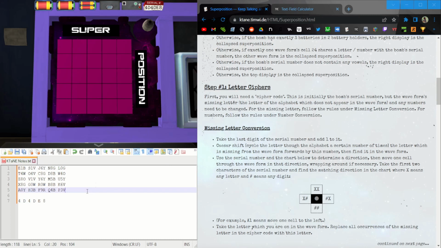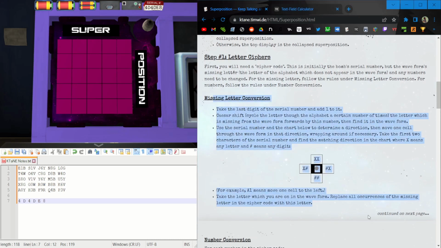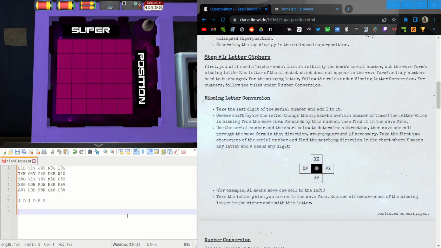We do not have India. So India is our missing letter. In this case, this sequence doesn't have an India, so we don't need to worry about that. But if it did, I'm going to quickly run you through the missing letter conversion. Let's say we had an India in the serial number, because India was our missing letter.